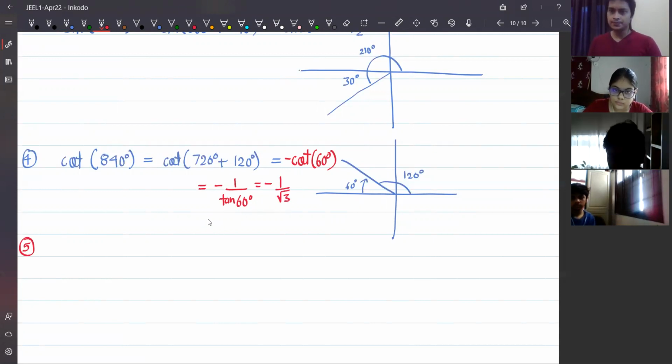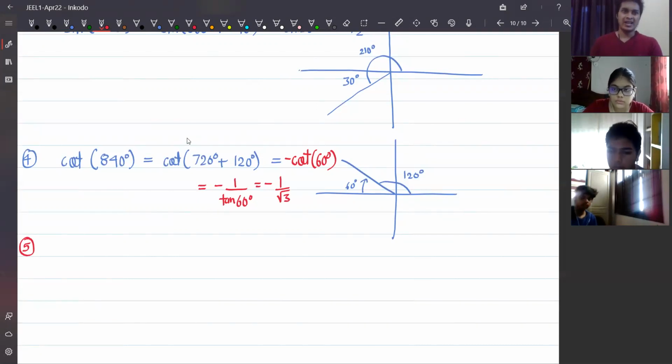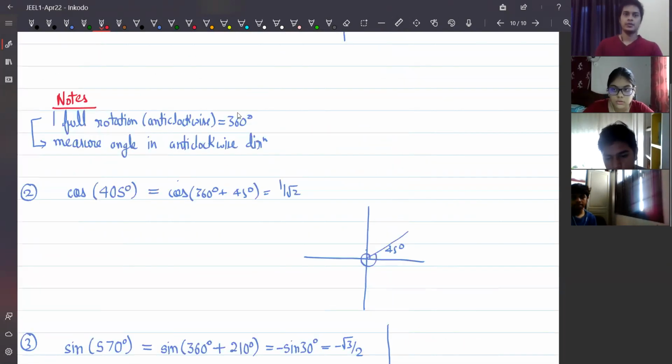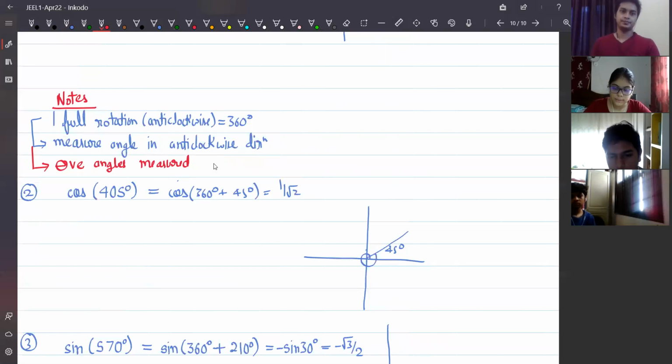So this method is also clear? Okay. And sometimes the angle is written as negative. For example, sine of minus 120 degree. When the angle is negative, the rotation should be done clockwise. Negative angles are measured by clockwise rotation.